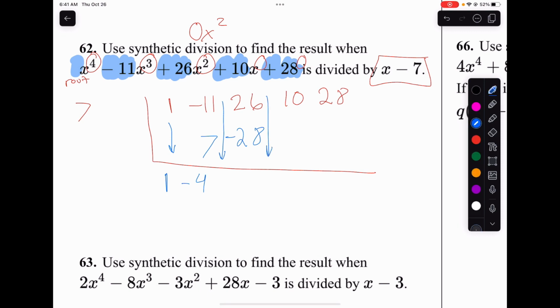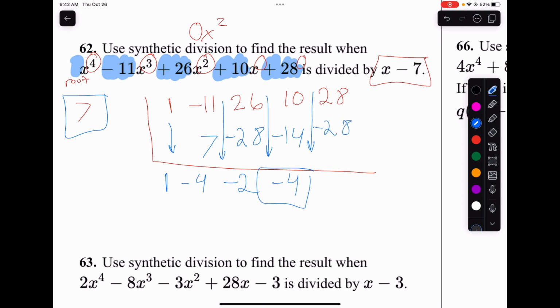Again, we're going to add down. We get a negative 2. Multiply this with this. I get a negative 14. I add down. I get a negative 4. Again, I multiply this with this, and I get a negative 28. Now, this one here is always your remainder. If you have no remainder, for one thing, that means that this is, in fact, a factor, and we'll talk more about that later.